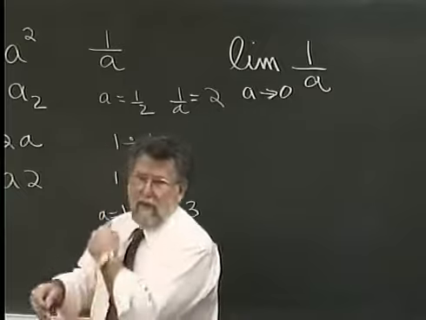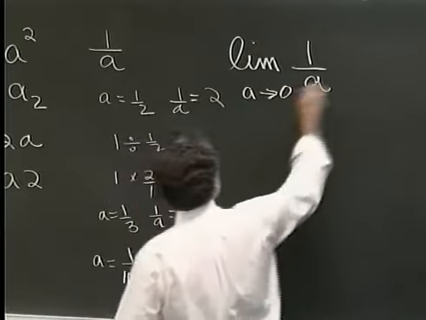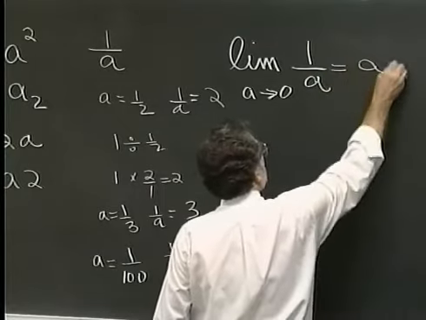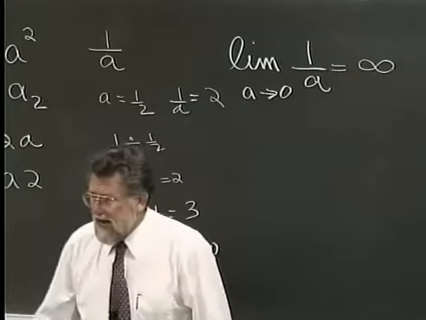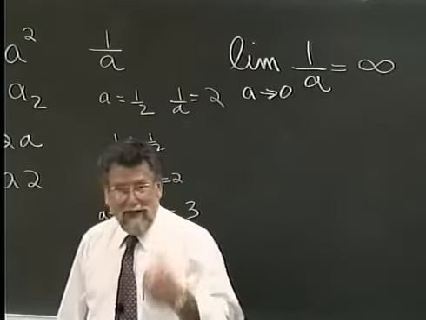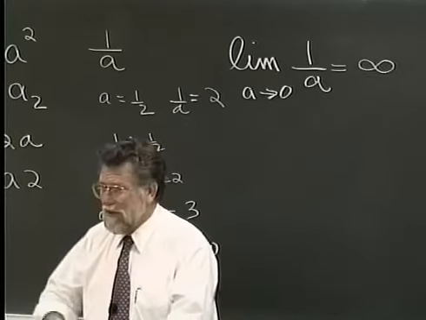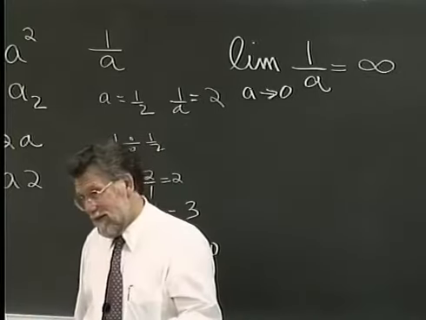Now my point in this, and by the way, if you want to know the symbol for the number gets bigger and bigger and bigger, lazy 8, known as infinity. The smaller a gets, the bigger the quotient gets.